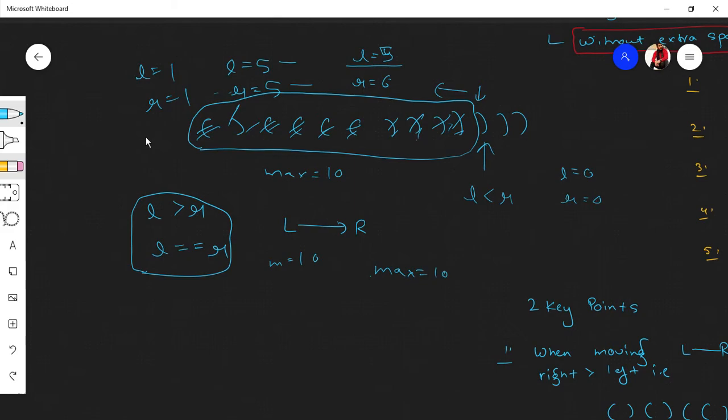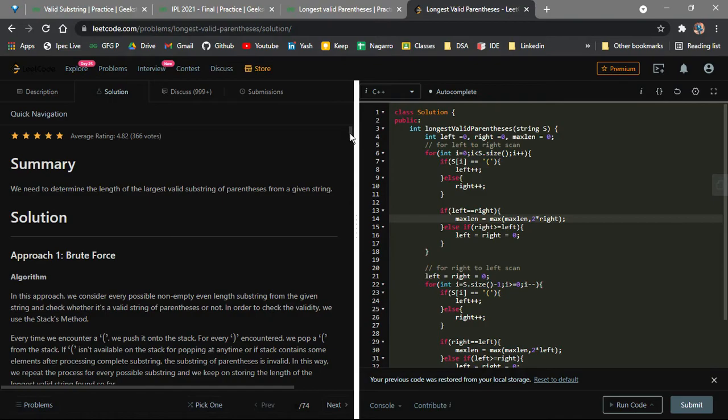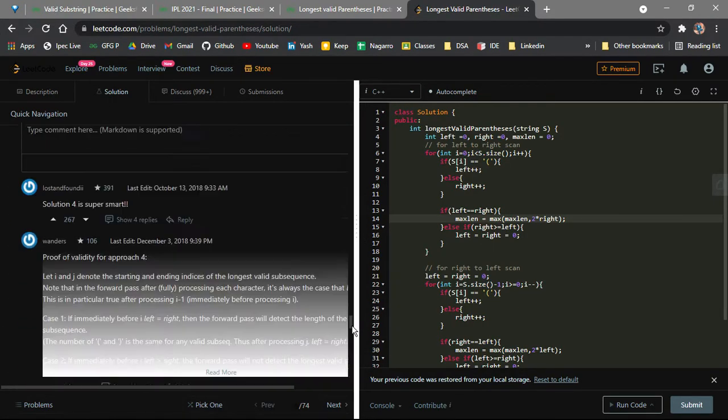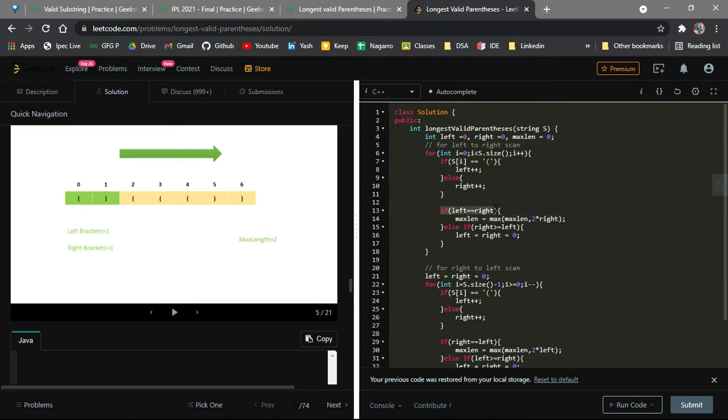I'll just show you on LeetCode, they have shown such a good video solution. These 4 are the solutions, we can go through them also. So here's the solution, left to right scan. Left bracket count, right bracket count. Whenever we find that L is equal to R, we just take the max, whether the previous was greater or the current string is greater.